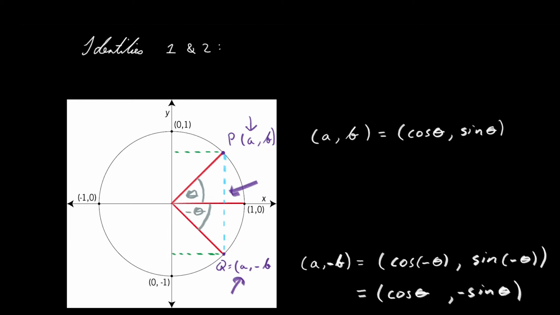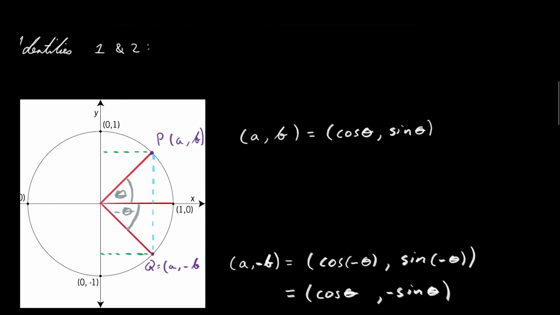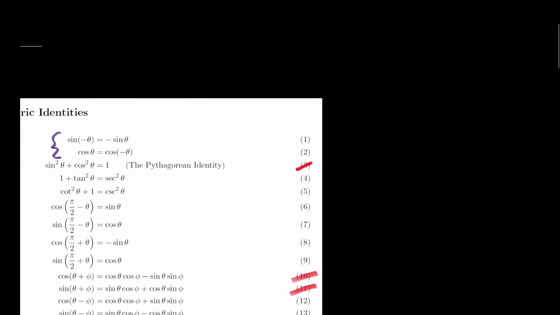So that's why the cosine of theta is equal to the cosine of negative theta. Well, that's the geometric reason. And that's also why the sine of negative theta is equal to the negative sine of theta. And you can see this from writing out the points P and Q as components in terms of sine and cosine. So those are the reflection identities, trigonometric identities 1 and 2.